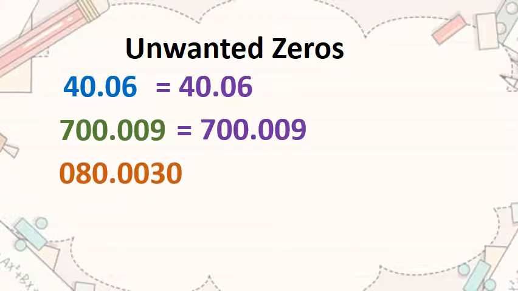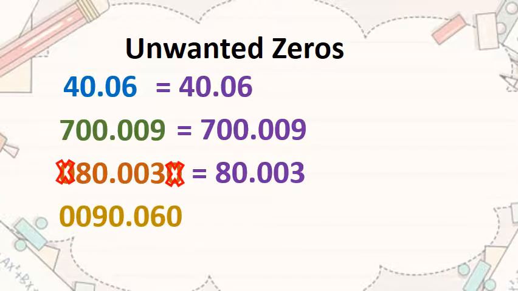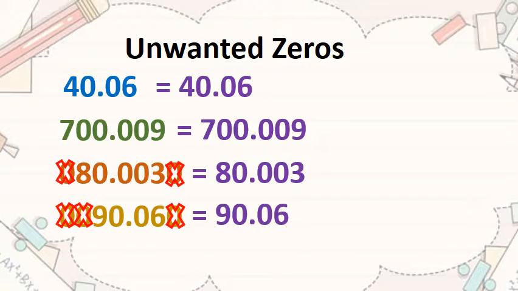Again, over here, do we have unwanted zeros? Let's make sure that the zeros in the middle between two whole numbers, we have to keep them, while those on the edge, we have to cancel them. So we are ending up with 80.003. Again, the last example. The zeros that are between these two whole numbers, I'm going to keep them. I'm going to cancel the zeros that are on the edges. So this 0 is going, and this, and this, and we're ending up with 90.06.